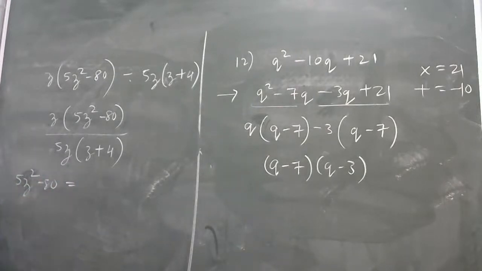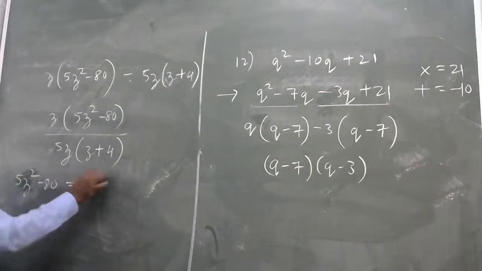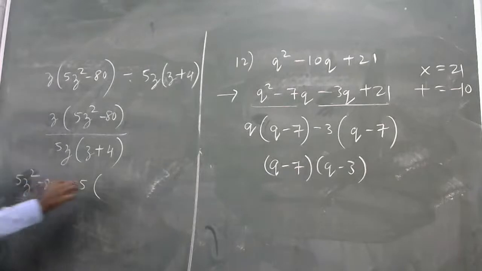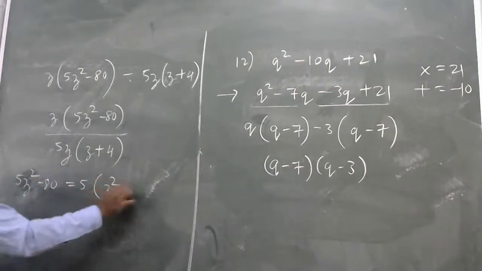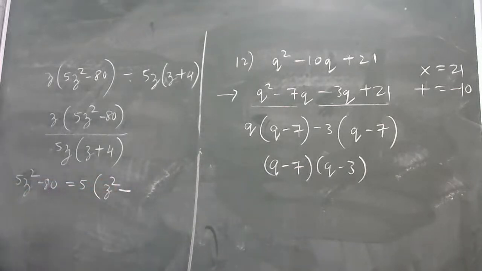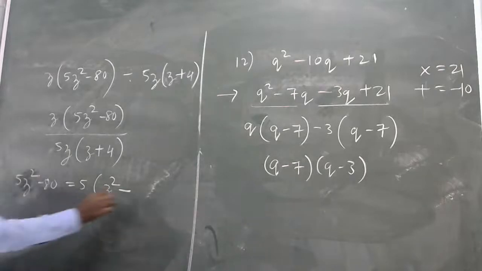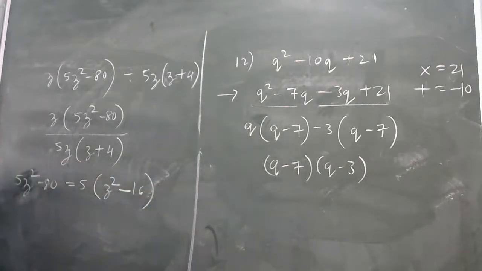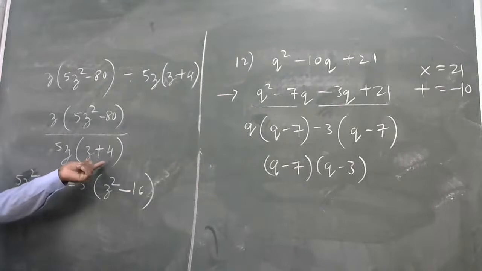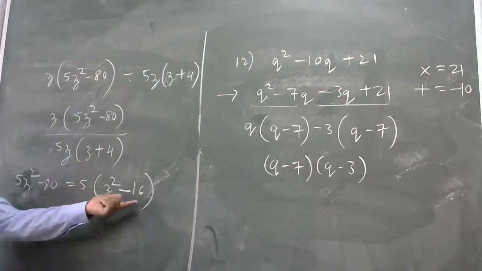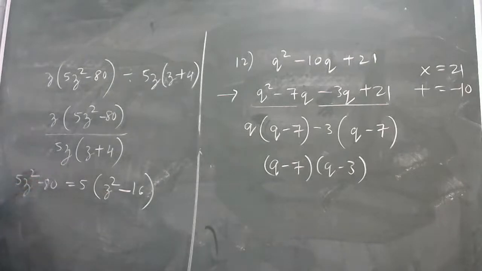First of all, you have to see, is it possible to take anything common or not? Can we take anything common there? Yes, sir. 5 is common. So we take 5 outside. If we take 5 outside here, z square will be there. Minus from 80, if you take 5 outside, 16 will be there. But in the denominator we are having z plus 4, and here we are having z square minus 16. Further we cannot cancel it.